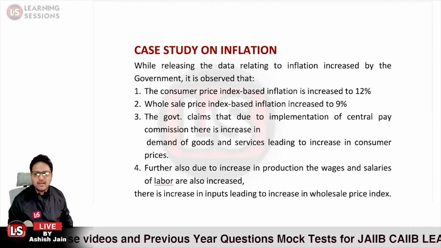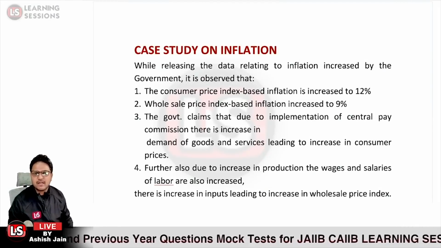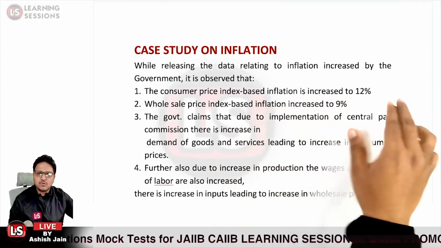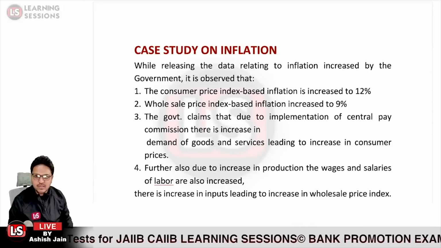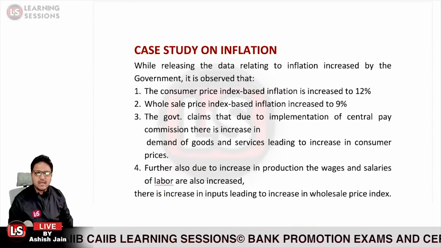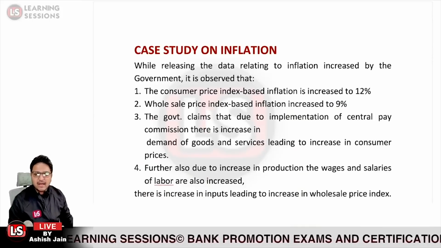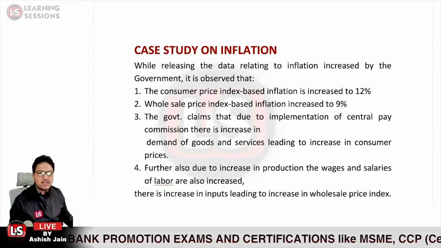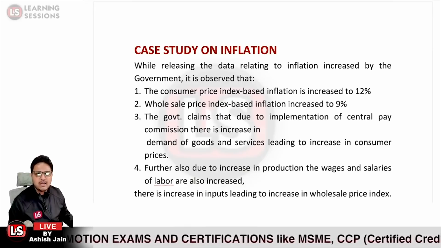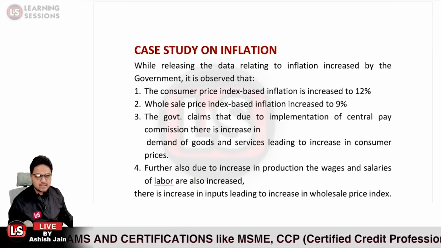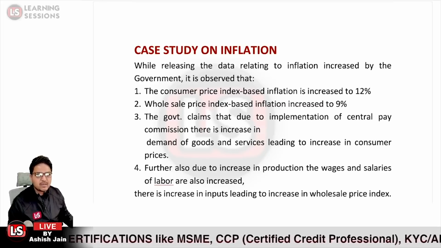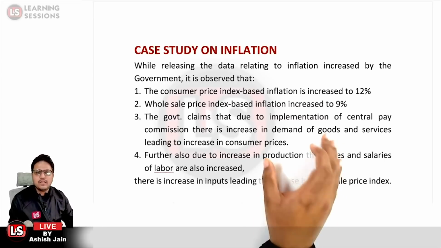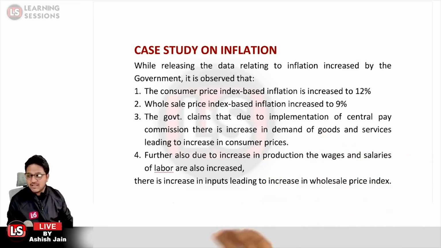So the case study says, while releasing the data relating to inflation, the government observed that the consumer price index based inflation is increased to 12%, that is CPI increased to 12%. WPI, that is wholesale price index, inflation is increased to 9%. And third point, the government claims that due to implementation of the central pay commission, there is an increase in demand of goods and services, leading to an increase in consumer prices.